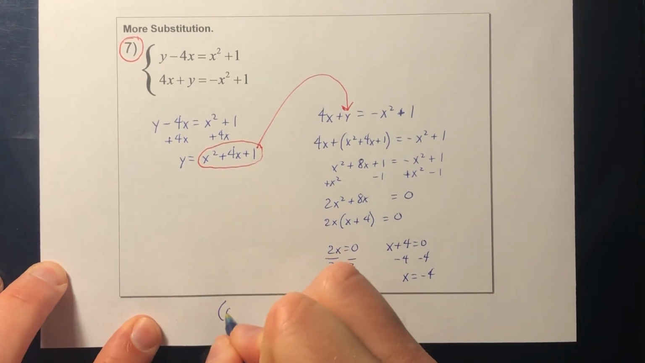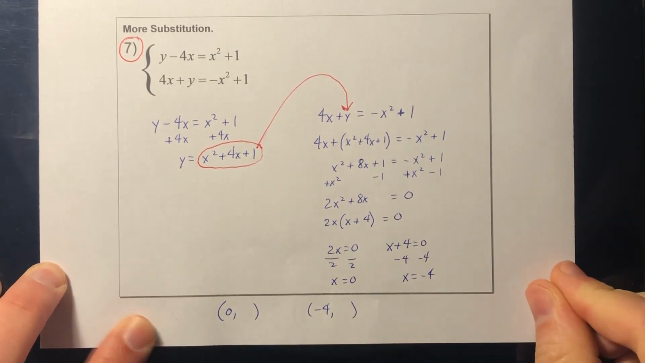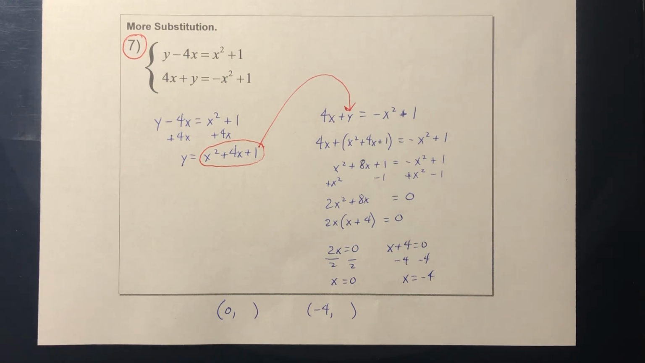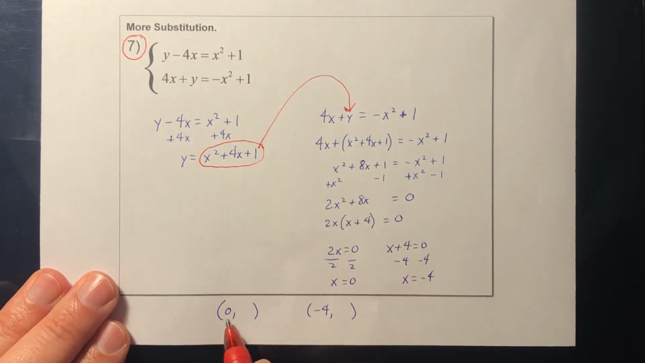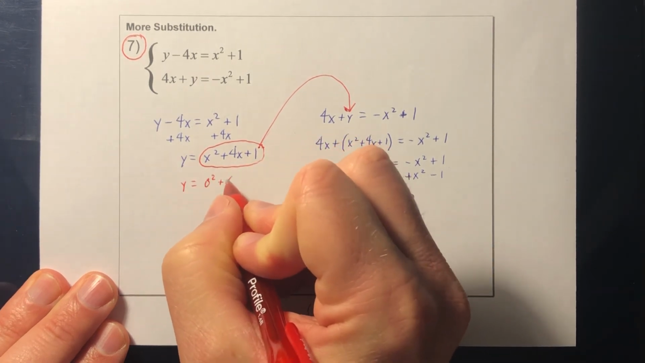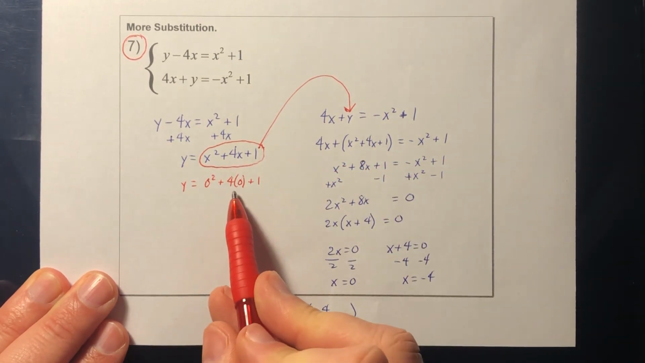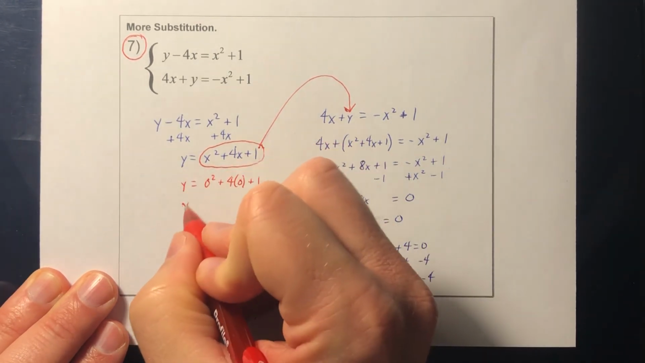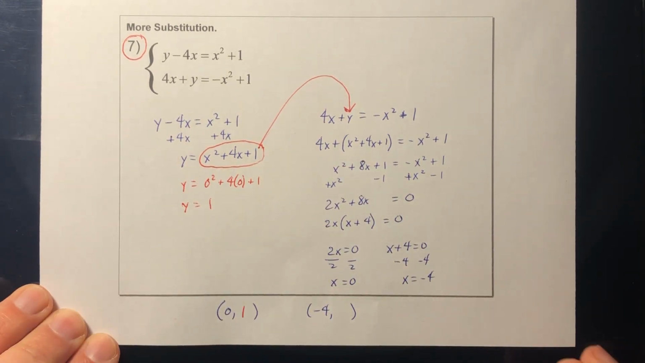So right now we have 0, something, and -4, something. That's what we're looking for. All right, so that's something we get from the other equation. So I'm going to start with the x equals 0. All right, so 0 squared is 0, 4 times 0 is 0, so we're left with 1. So when x is 0, y is 1.